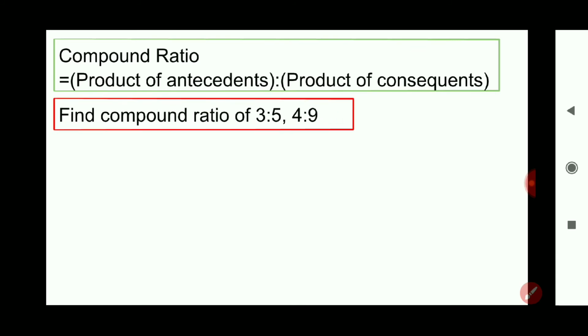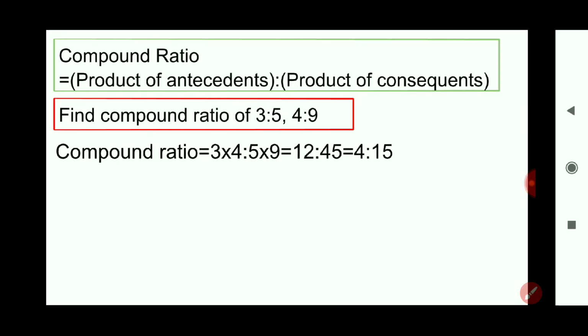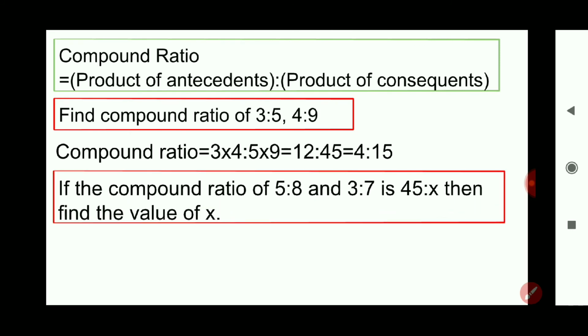Now solve a simple question. Find compound ratio of 3 is to 5 and 4 is to 9. Compound ratio is product of antecedents. What are antecedents here? 3 and 4. So product of antecedents 3 into 4 is to product of consequents. What are consequents here? 5 into 9. So its answer is 4 is to 15.